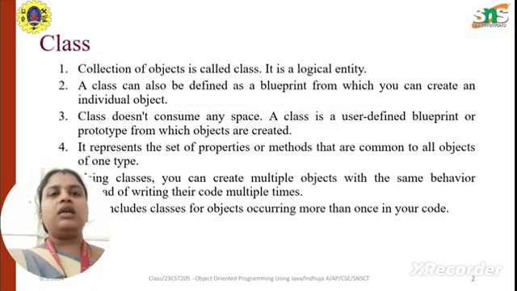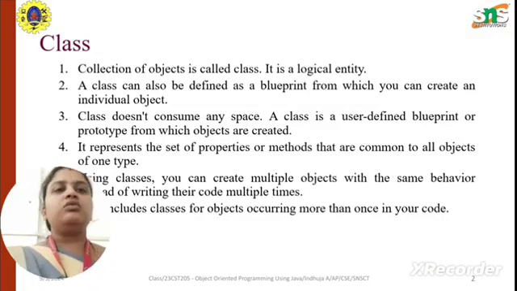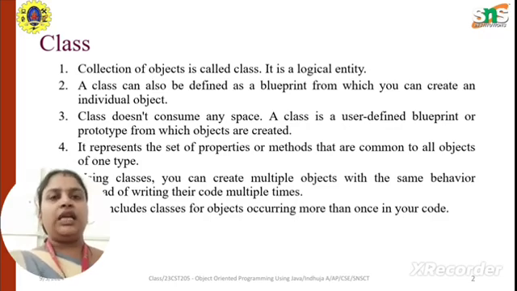So class is a collection of objects. In the previous video we saw that an object can be a physical or logical entity, but here class is a logical entity. A class can also be defined as a blueprint from which you can create an individual object. Classes don't consume any space, only the object will consume space. A class is a user defined blueprint or prototype from which objects are created. It represents the set of properties or methods that are common to all objects of one type.